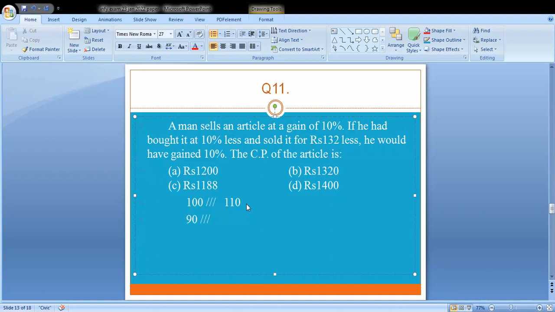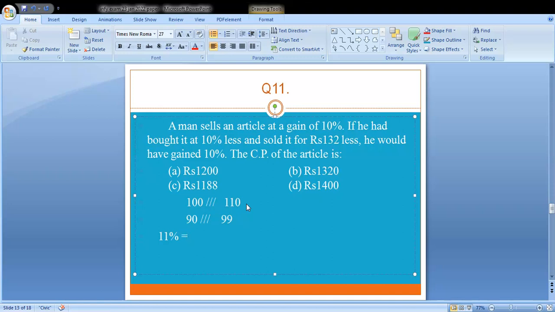You would have gained 10%. If sold it for 132 less, you would have gained 10%. That is, it will become 110. No, it will become 99. 10% of 90 is 9. So 99. So what is the question now? What is the cost price of the article? So 99 rupees became 110 rupees now. That is, difference is 11%. 11% difference. 99 and 110.